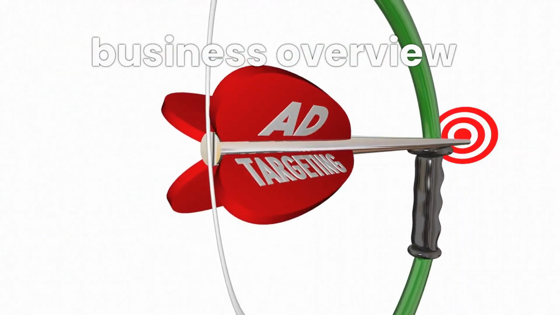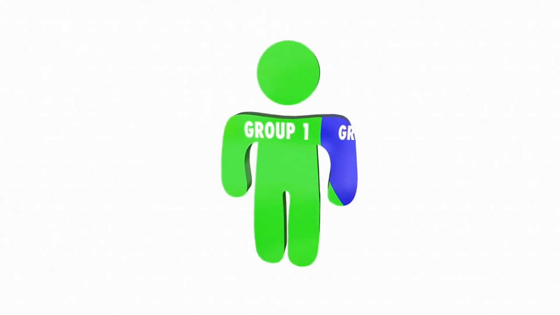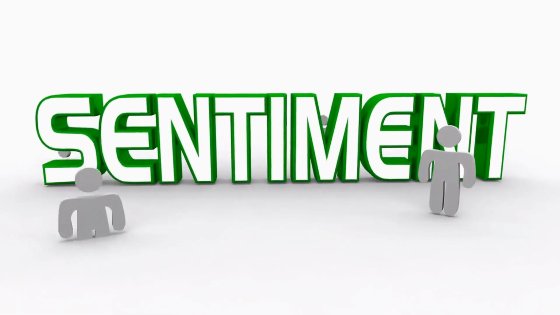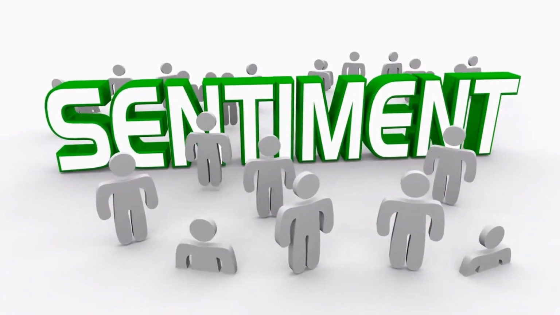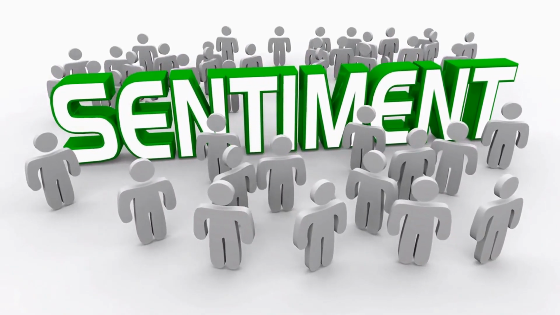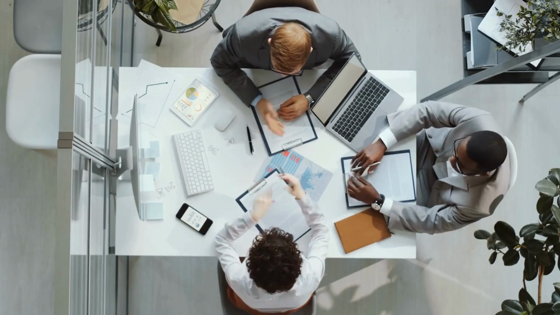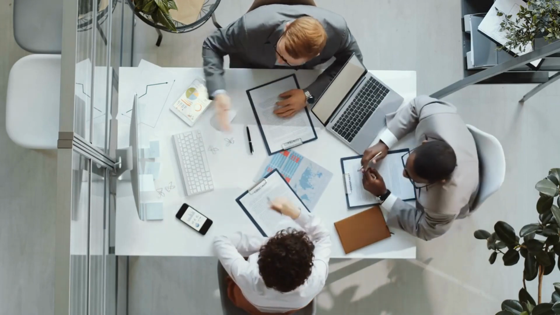Business overview. The business overview is the second section of your business plan. It should include your company history, the product or service you offer, and your competitive advantage. When writing your business overview, make sure to include the following. Your company history. Explain the origins of your business, any major milestones, and how you got to where you are today.